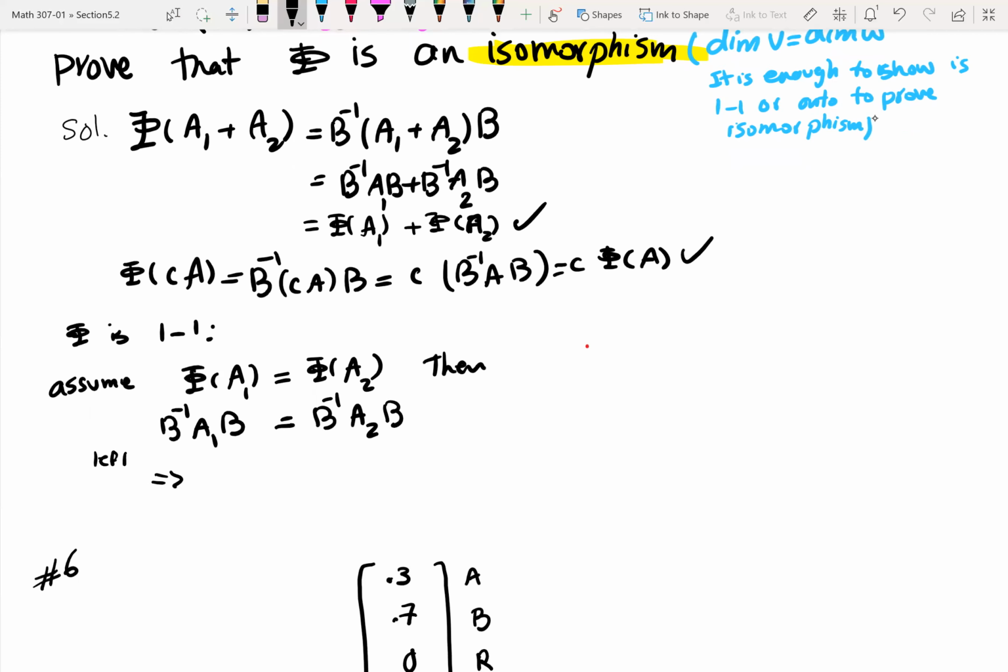And then that's just simply if you multiply left by B, and then right multiply by B inverse. So then that's just simply saying A1 equals A2, and that really just means it is one-to-one. So it means it is one-to-one, so it's an isomorphism.